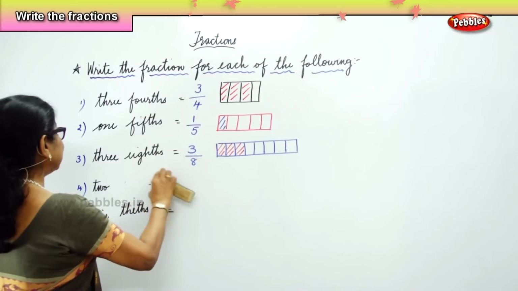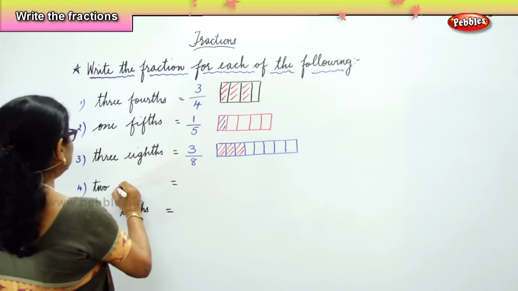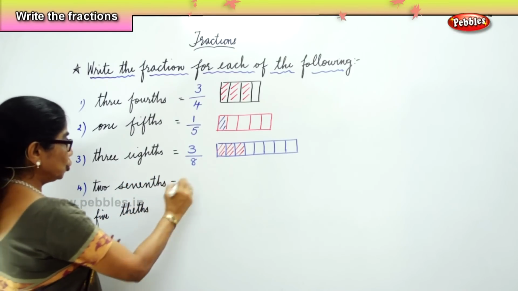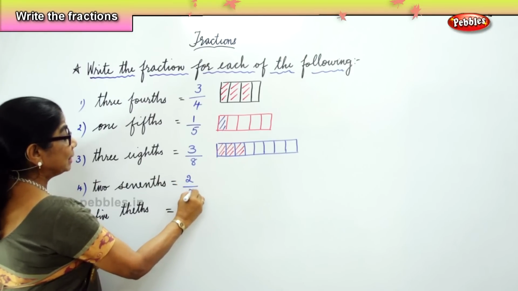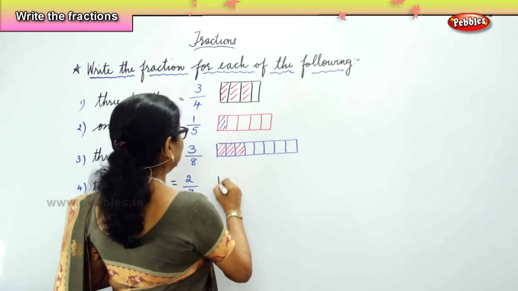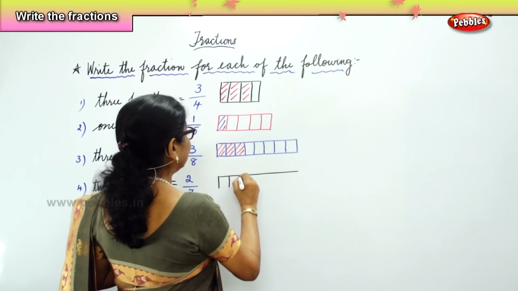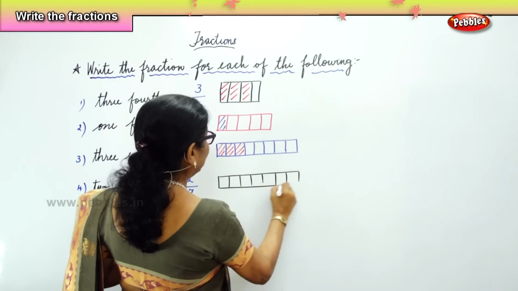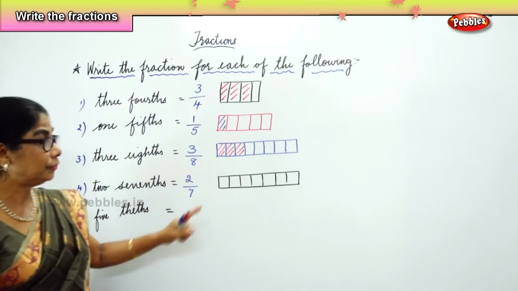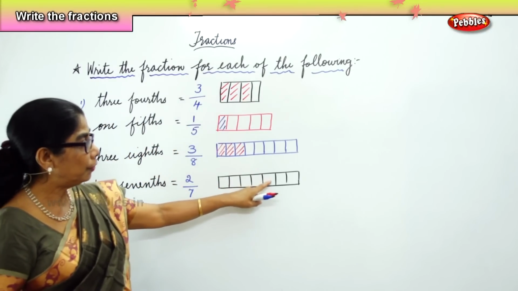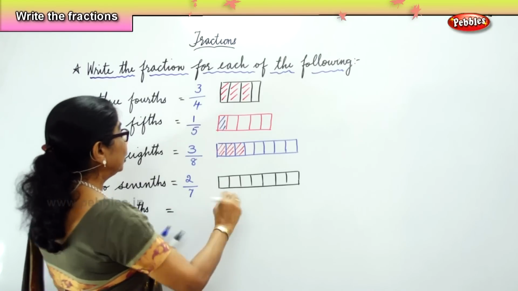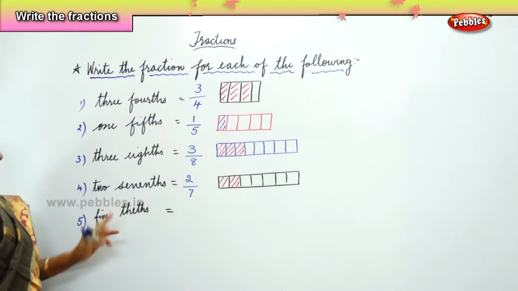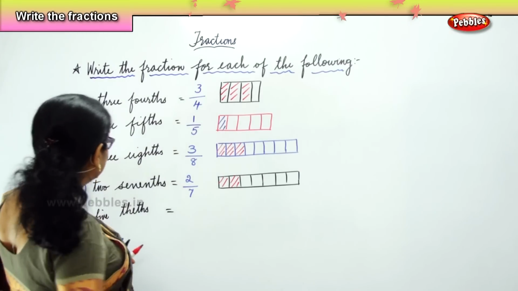Now you have 2 seventh, or 2 sixth or 2 seventh. We will do it as 2 seventh. How do we write 2/7? 2 parts out of 7 parts. Now you have to shade 2 parts only out of 7. 1, 2, 3, 4, 5, 6 and 7, and we are going to shade 2 parts, 1 and 2. 2/7.